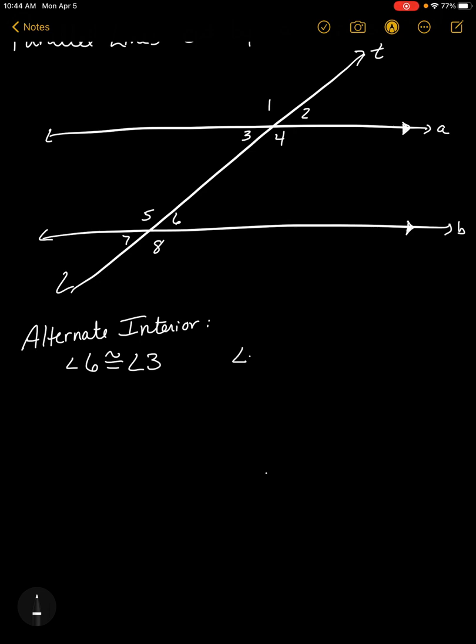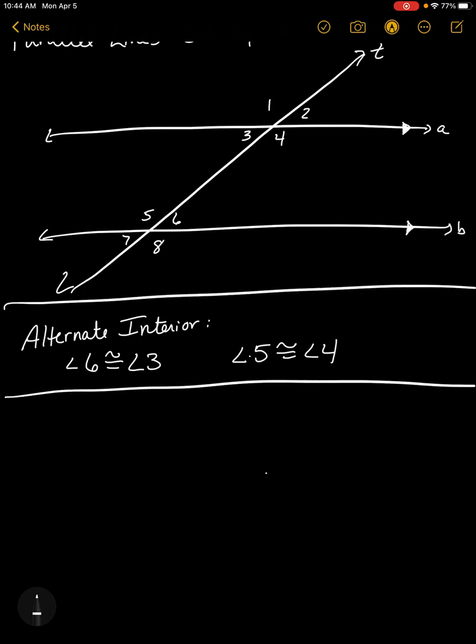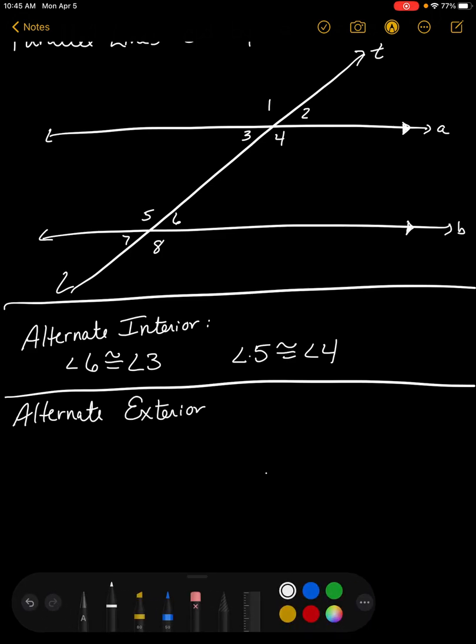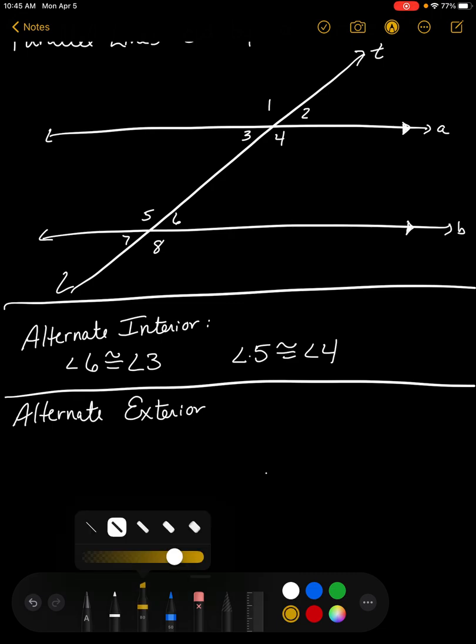And another pair of them would be angle 5 is congruent to angle 4. Those are your two pairs of alternate interior angles for this situation. Now there's also alternate exterior. And so those are on the alternate side of the parallel line, but they are exterior to it.